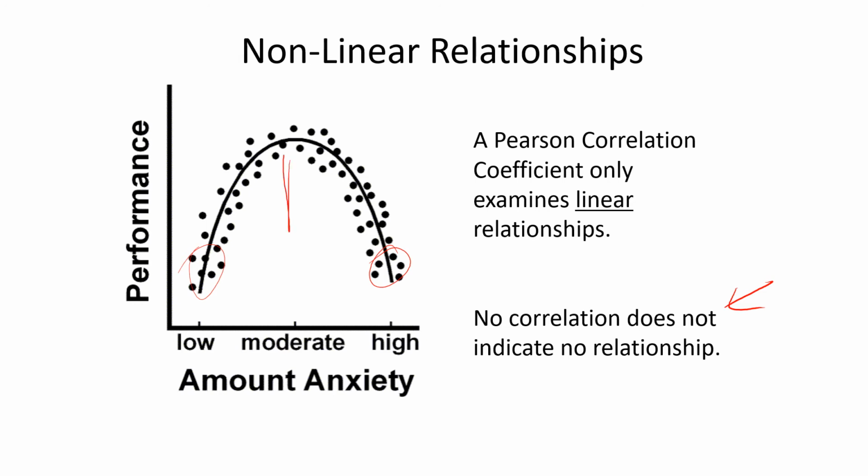Whereas a moderate amount of anxiety up here results in relatively high performance, because the anxiety that you have drove you to practice, it drove you to study, it drove you to get ready, so you end up doing better as a result. But this is a curvilinear relationship. It's not going to come up with Pearson's R.